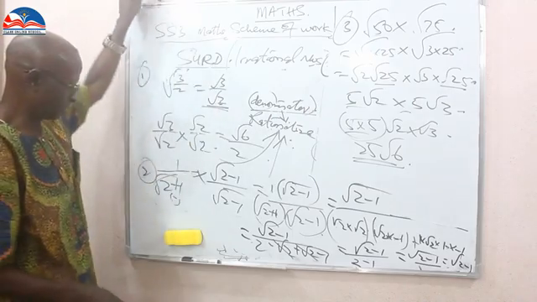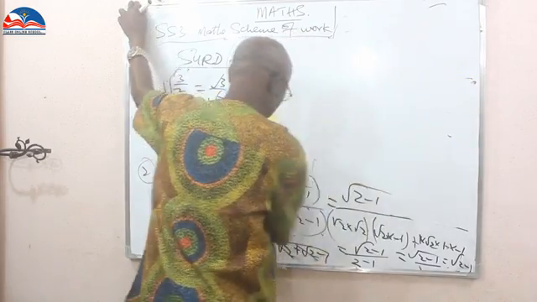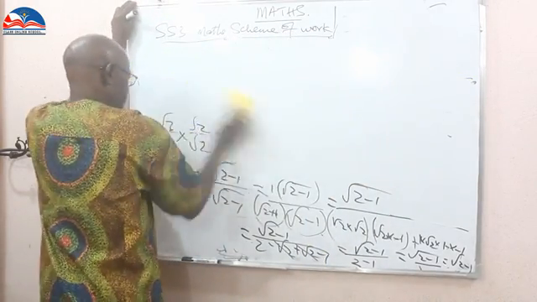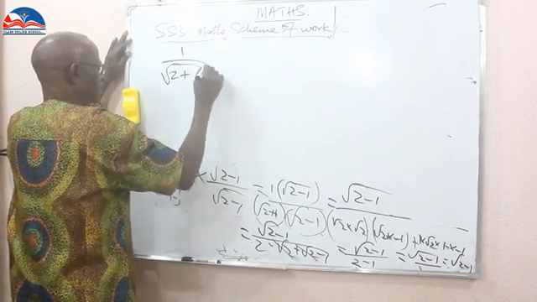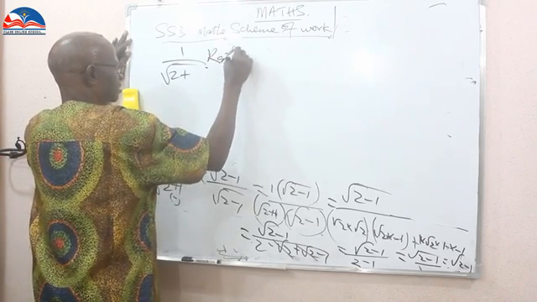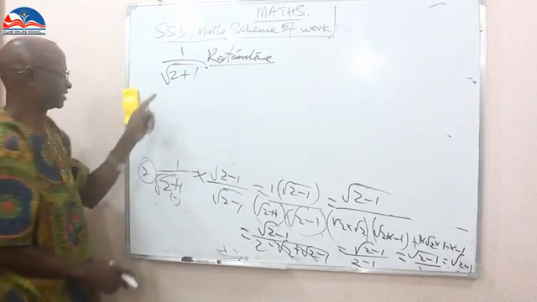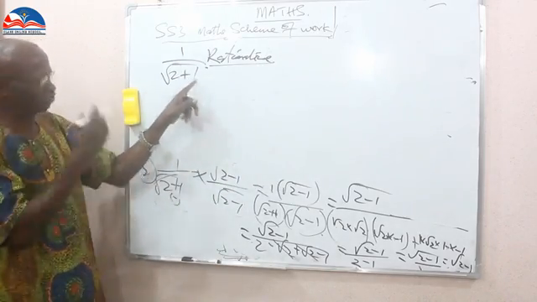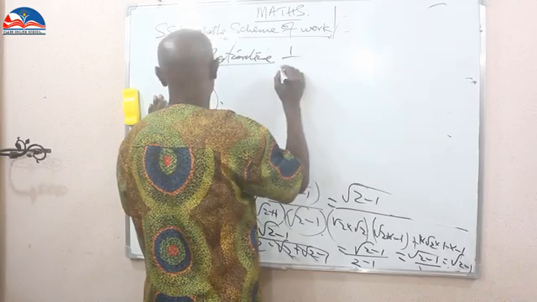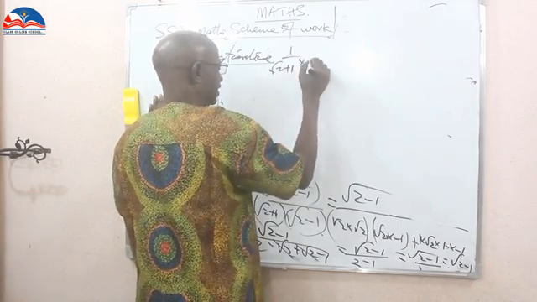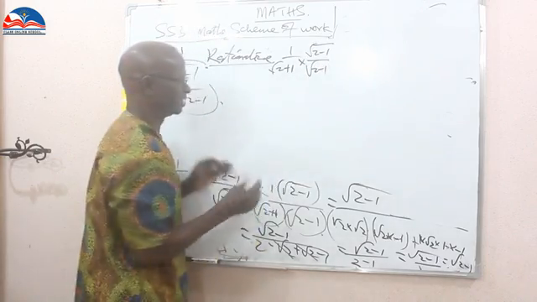Let me do it again. I need enough space to do it. Let's repeat that exercise. Let's take it again. I have 1 over root 2 plus 1, and I should rationalize it. Since this is root 2 plus 1, to rationalize, I use root 2 minus 1. So 1 over root 2 plus 1 times the same thing, root 2 minus 1 on top over root 2 minus 1.